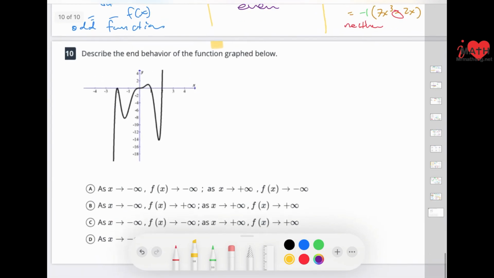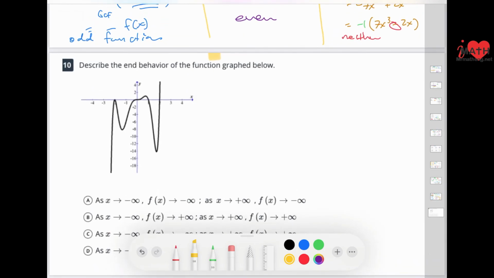And the last one, end behavior. Describe the end behavior. Remember, as you're doing end behaviors, it always goes left to right. Let's write out a couple tips for you. Left to right. And you always have this sentence frame. As x approaches blank, f of x approaches blank, right?